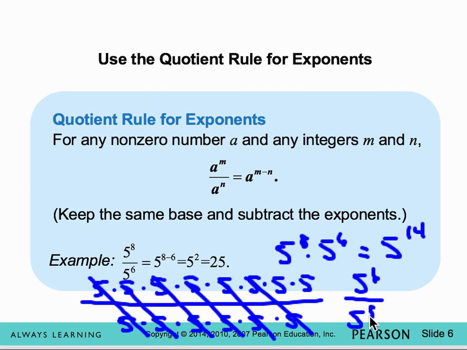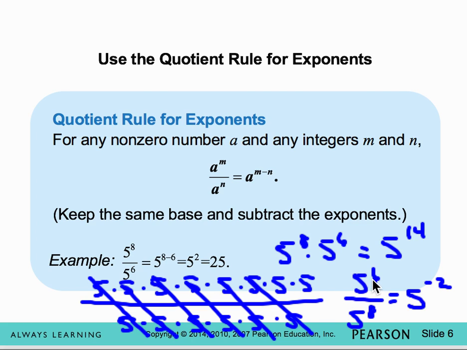I could still do my subtraction. This would be 5 to the 6 minus 8, right? But then I've got to use that other rule about negative exponents. So something I can do is just think about if I'm dividing exponential numbers with the same base, they got to have the same base, then I can think about how many is going to cancel out?